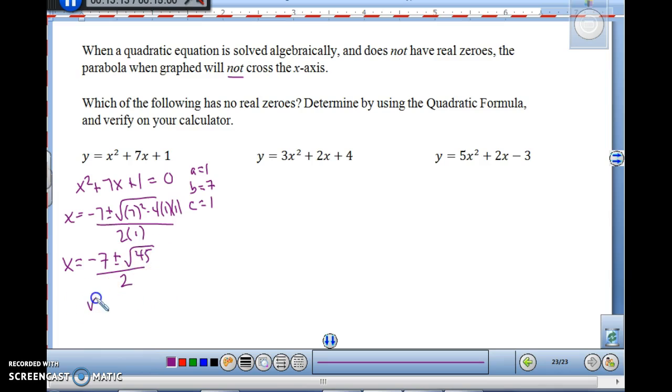So, will this have real zeros? Yes. This has real zeros because that part is a real number. It is irrational. So if your square root is a real number, then this will have real zeros. It'll cross the x-axis somewhere. In this case, it's going to be some kind of decimal because the square root of 45 is an irrational number.